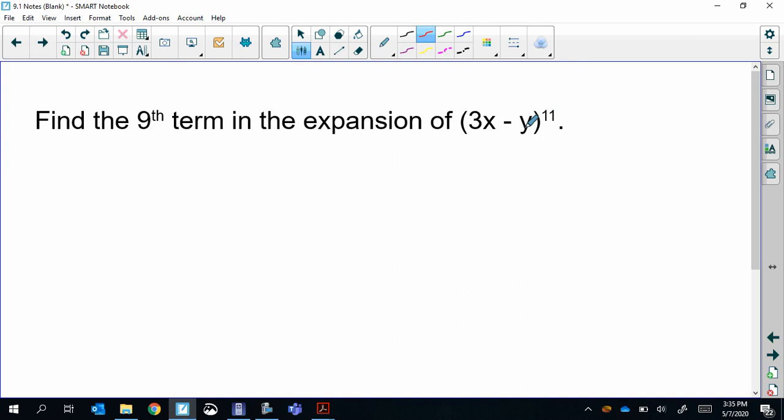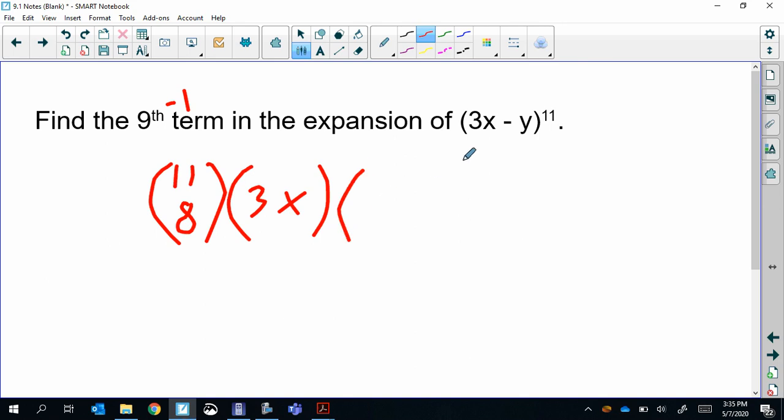So our row is 11, our position is term minus 1, so 8. Our first piece is 3x, our second piece is negative y. The bottom number is our second exponent, the position is our exponent, and then they have to add to equal 11. So that means this is 3. So this is 3 to the third, 27, negative 1 to the 8 is going to be positive y to the 8th.